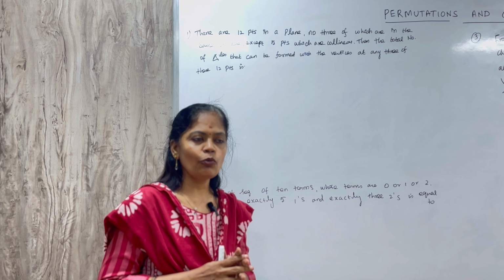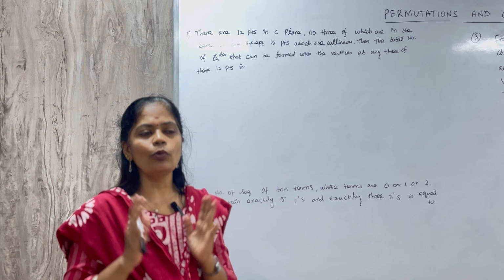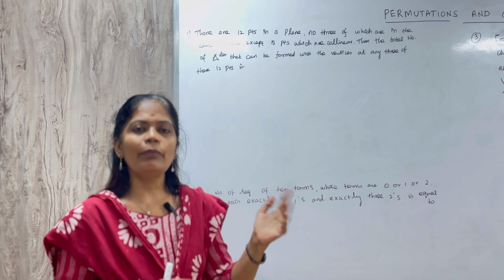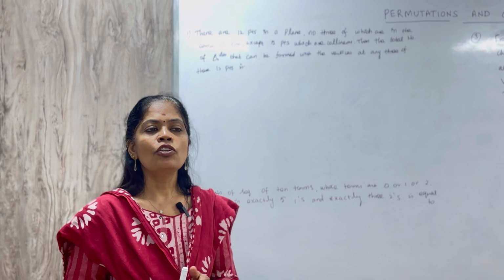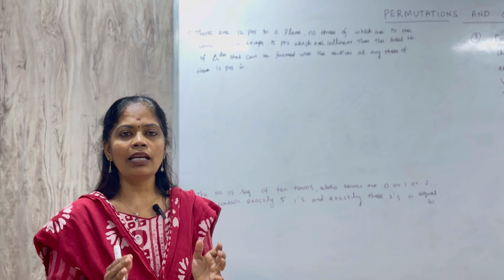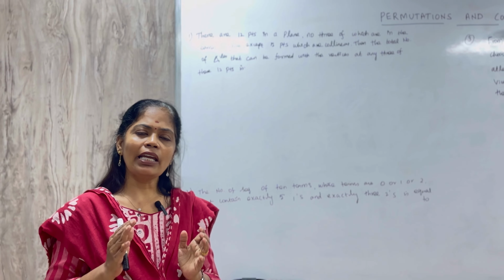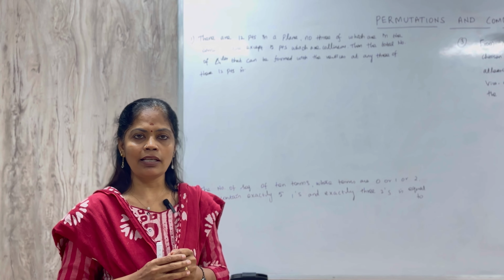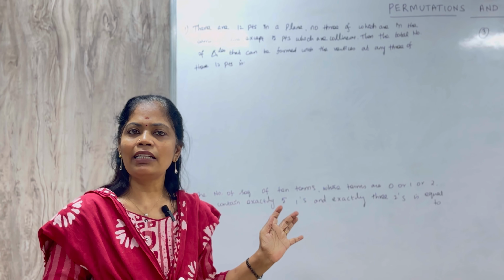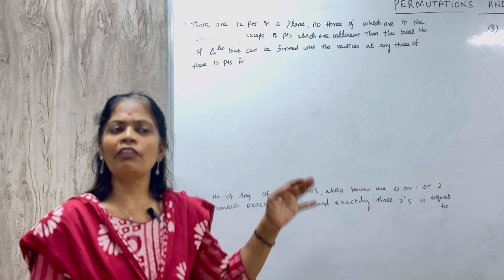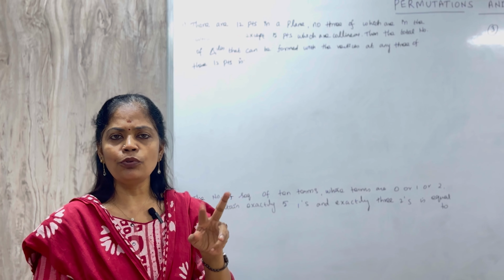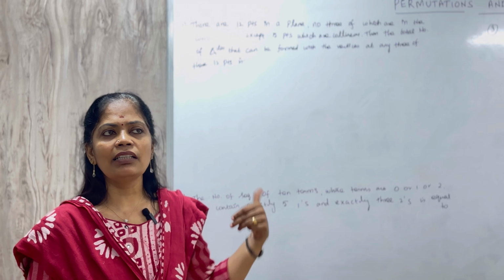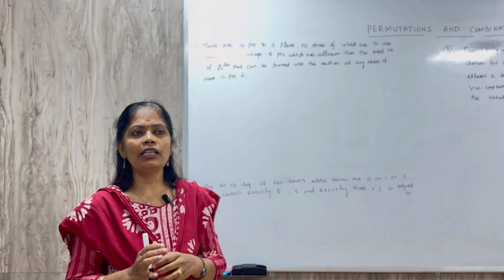In that they are told 12 points, 5 points are collinear. 5 points mean that 5 points will be in the straight line, so the remaining points are not in the straight line. Using those points, how many triangles can be formed? To make a triangle, how many points do you need? You need 3 points to make a triangle, right? They can ask how many straight lines or how many triangles. If they ask straight lines, you have to get 2 points, because if you join 2 points, you will get a straight line. But here, triangles means we need 3 points.